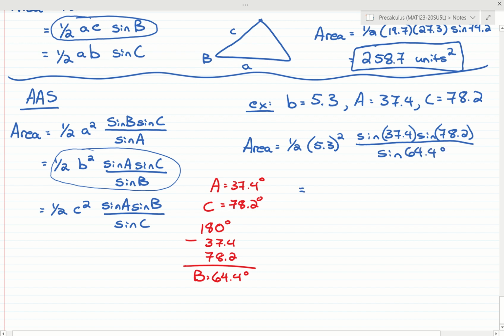So now we just have to make sure we type this into our calculator correctly. I'm going to type it in just like it's here. 0.5 parentheses 5.3 parentheses squared times the sine of 37.4 close parentheses times the sine of 78.2 close parentheses, divide the whole thing by the sine of 64.4. And my calculator's taking a little time to think about this. It's telling me the answer is 9.3 square units.